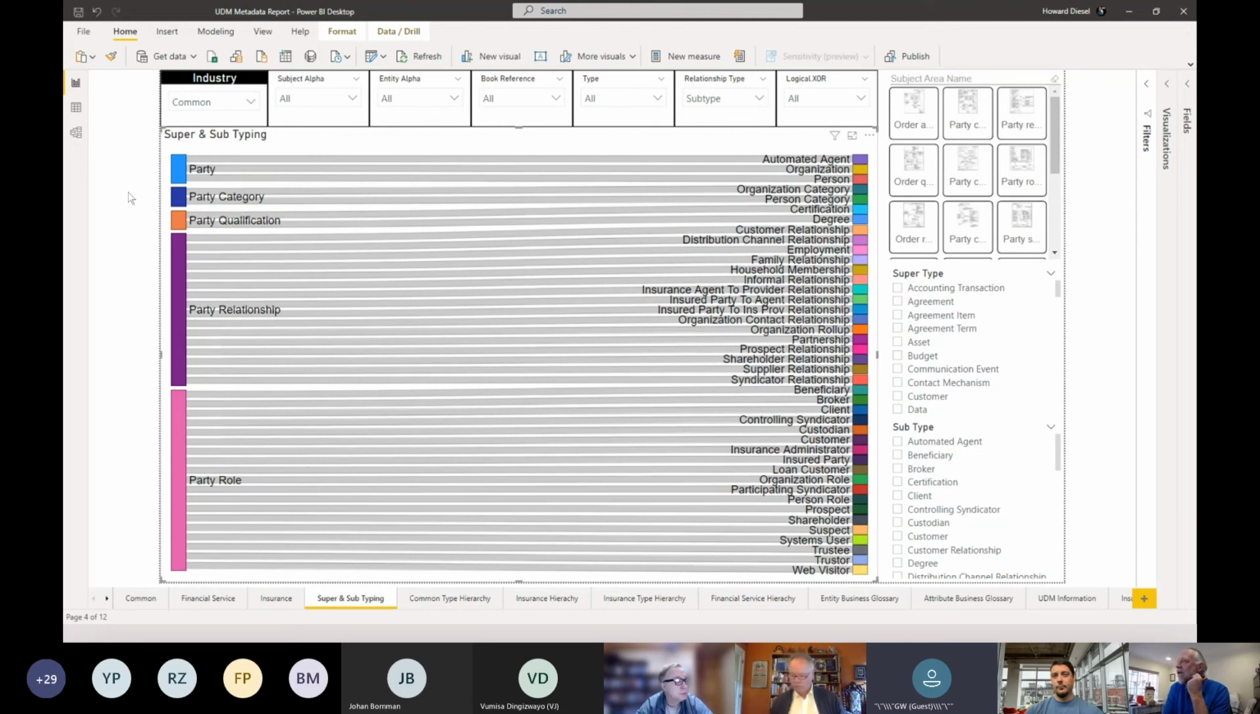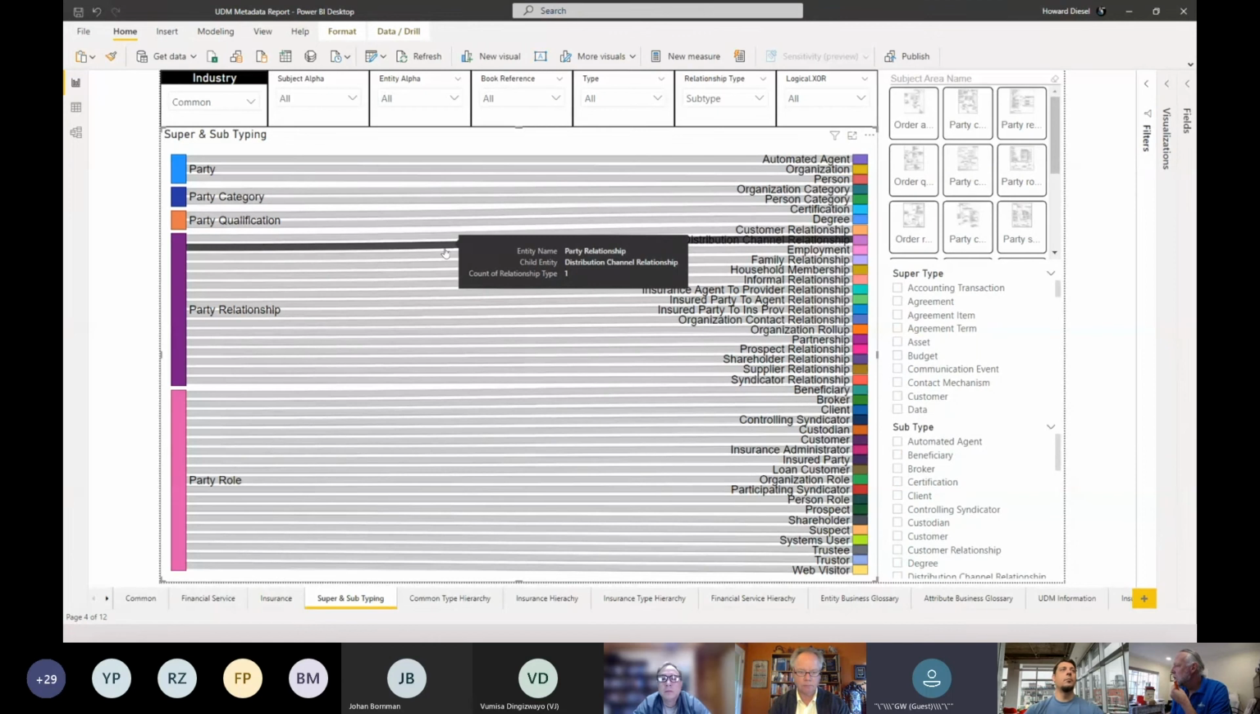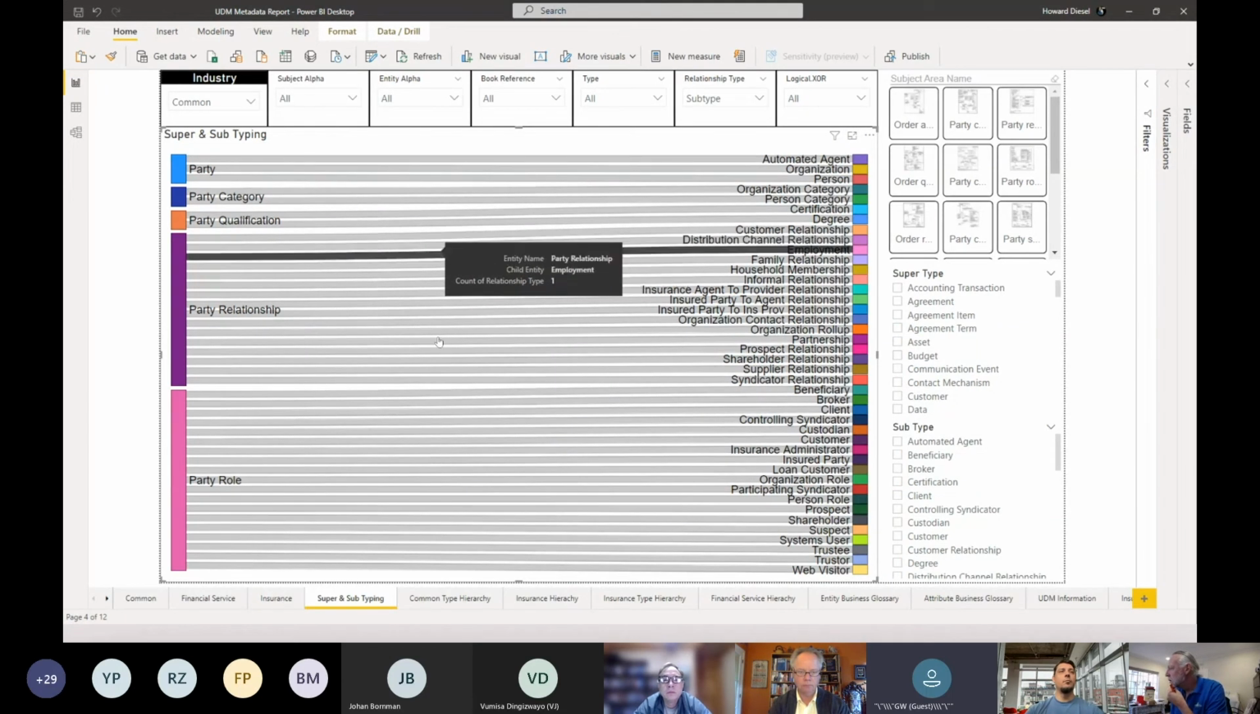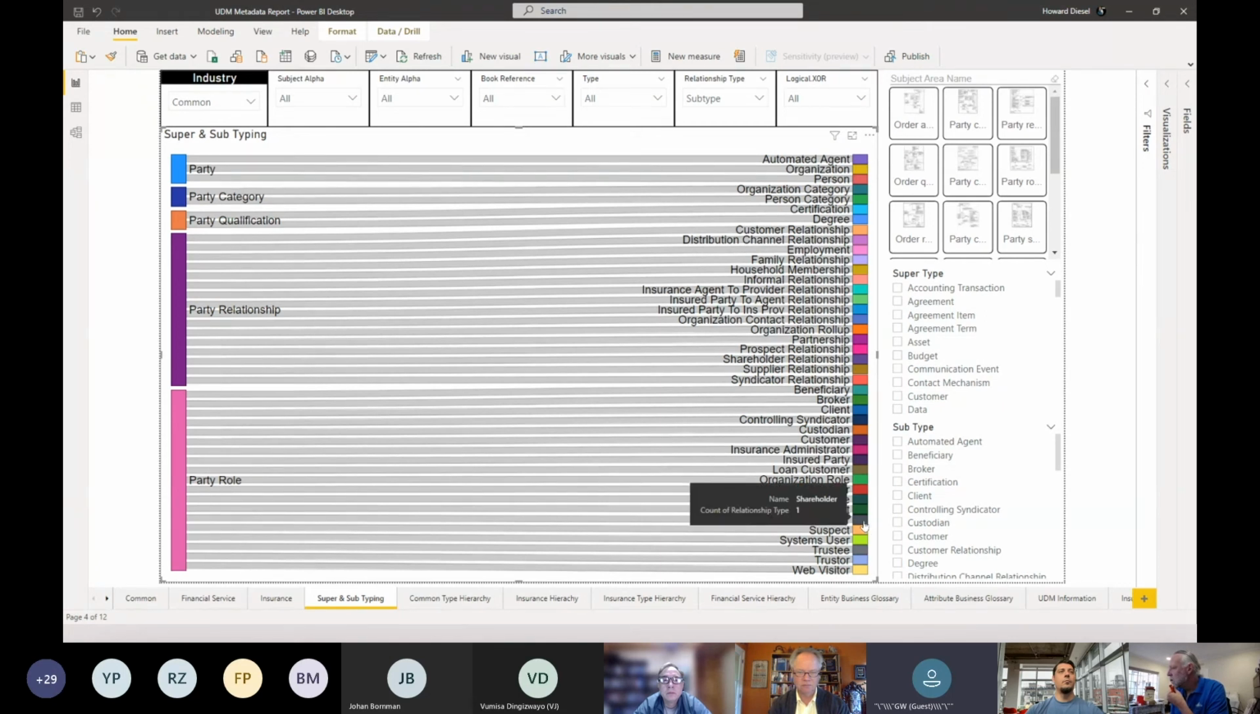But on the slide that you're on, as data people, nothing ever happens by chance. And I was wondering, on the right-hand side, where you've got starting at the automated agent, organization, person, going all the way down to trust store and web visitor, those colors on the right-hand side of those classes or entity types, what do those colors correlate to? Actually nothing at the moment.